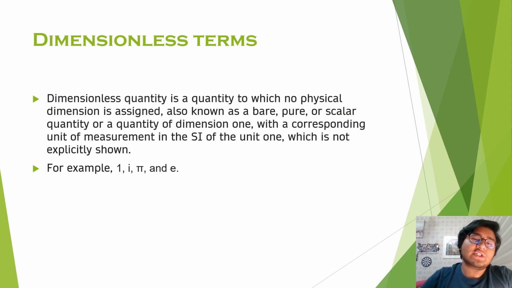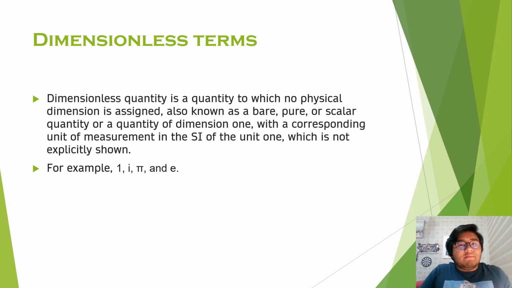Okay, so now we have reached the last topic of dimensional analysis and modeling. So now we have to define dimensionless terms. A dimensionless quantity is a quantity to which no physical dimension is assigned, also known as a bare, pure or scalar quantity, or a quantity of dimension 1, with a corresponding unit of measurement in the SI of the unit 1, which is not explicitly shown. So basically, a dimensionless term is dimensionless.